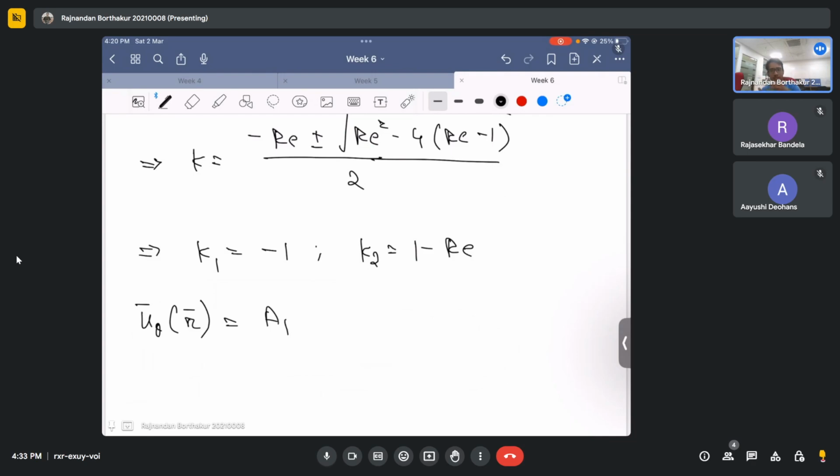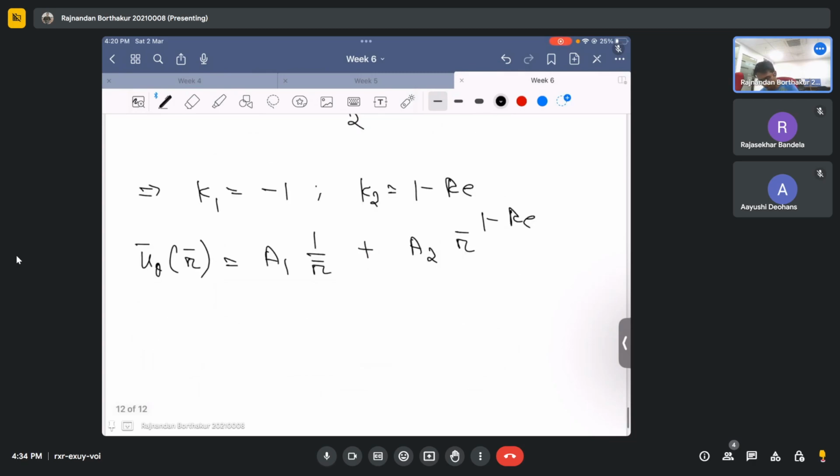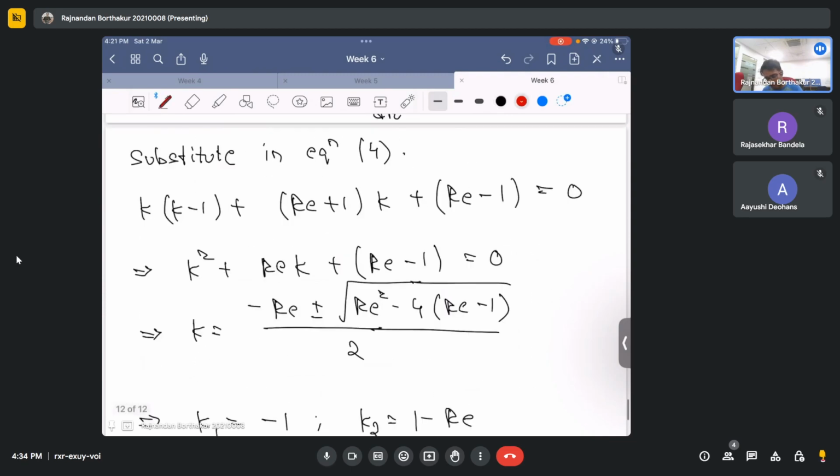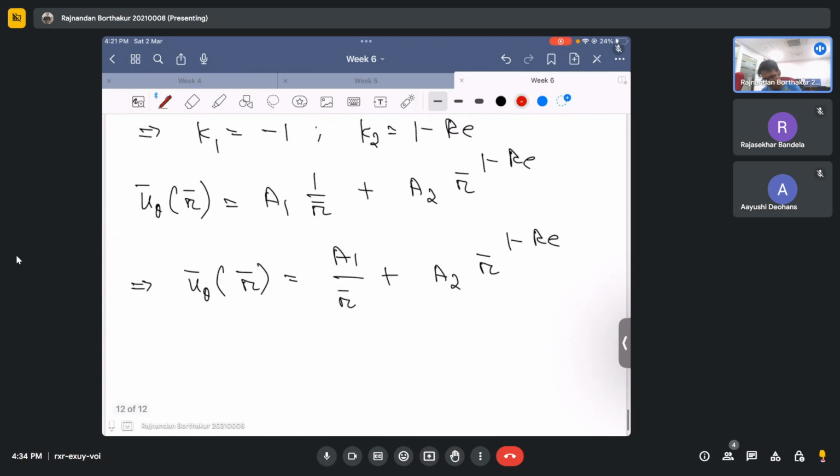So your u theta bar is the linear combination of these k1 and k2 roots. It would be a1 times r power k1, so a1 times 1 by r, plus a2 times r power k2, so a2 times r bar to the power 1 minus Re. So u theta bar will be a1 by r bar plus a2 times r bar to the power 1 minus Re. Let's name this equation 5.